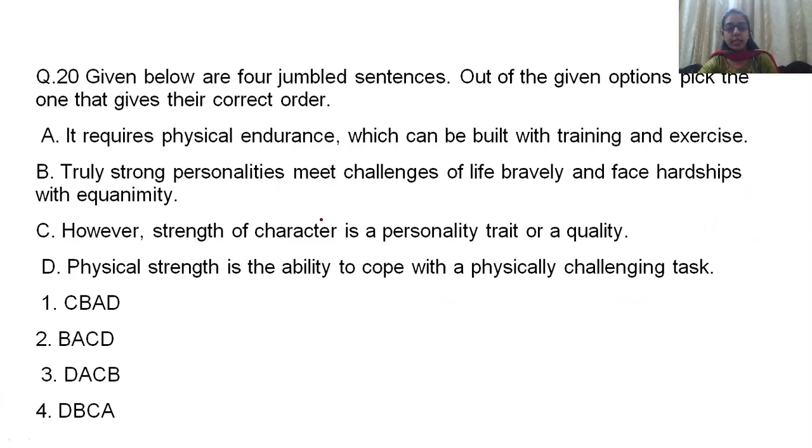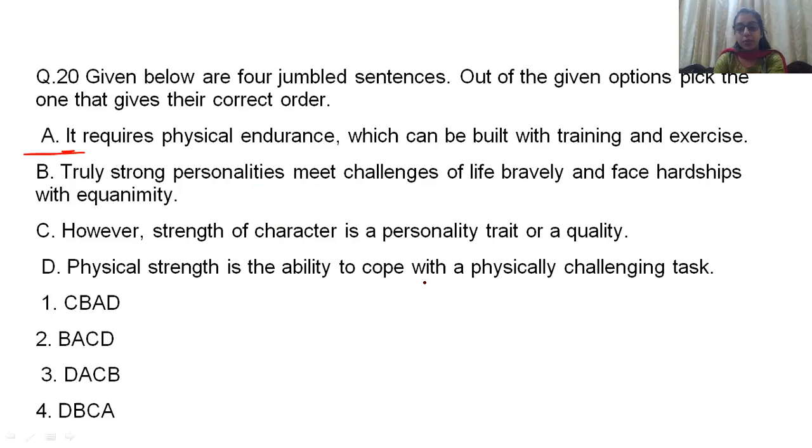Question number 20. Again, a similar type of question, para-jumble. "It requires physical endurance." Which requires physical endurance? That has not been told, so it cannot be the first line. "Truly strong personality meet challenges." "However, strength of character is a personality trait." "Physical strength is the ability."